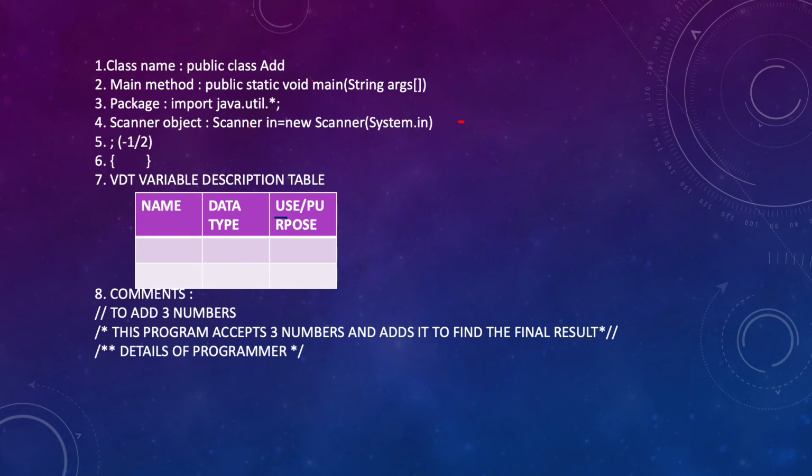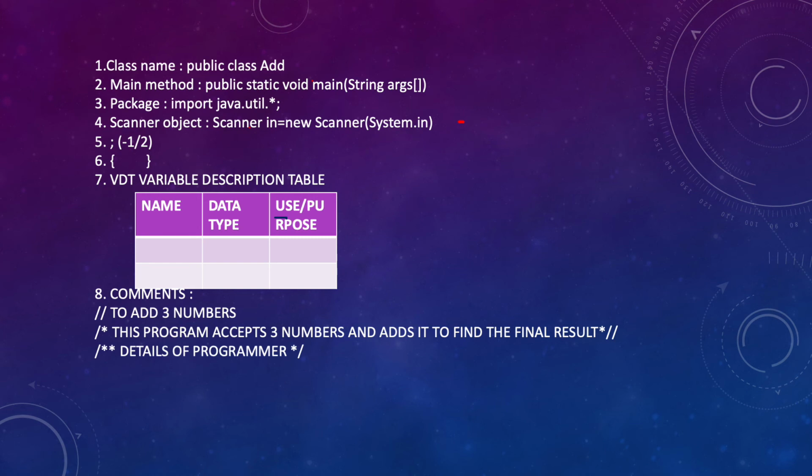Next is comments. As far as comments are concerned, there are 3 types of comments. I have just encapsulated this concept here itself. They are single line, multi-line, and documentation comment. Single line is to tell the program logic in brief, multi-line to explain the logic in detail, and documentation comment to explain the details of the programmer or a text message to be viewed by the users.